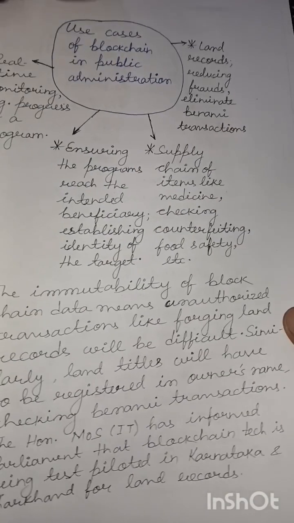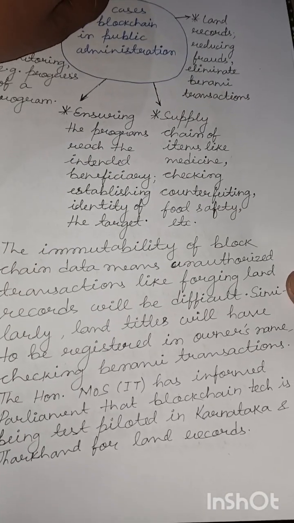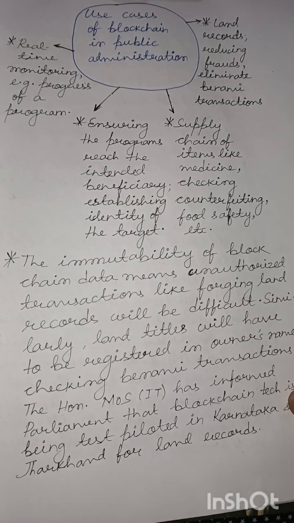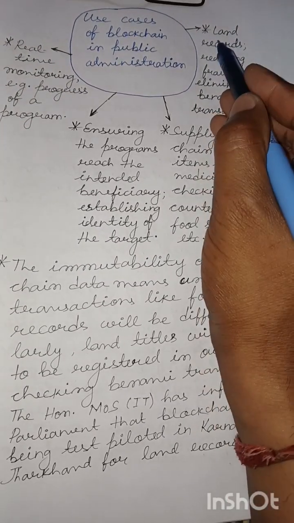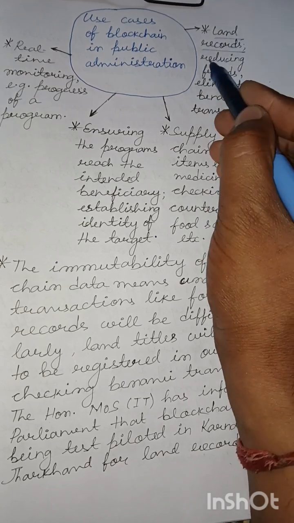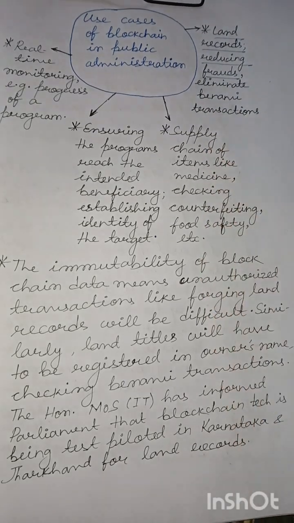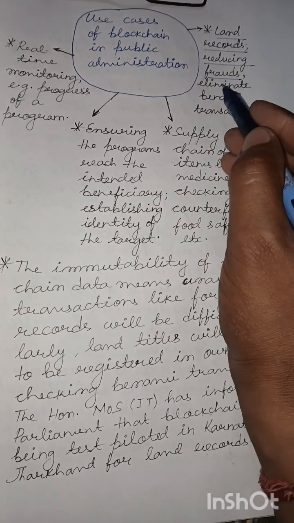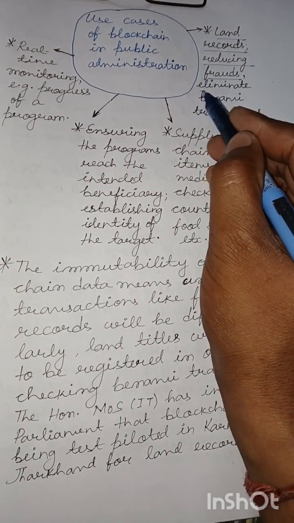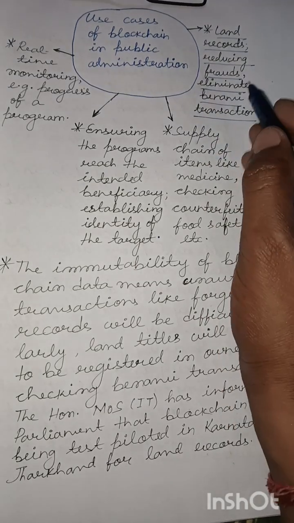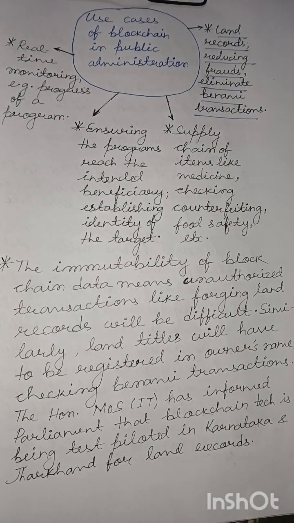Now, talking of some of the use cases of blockchain in public administration, there are some very specific use cases. For example, in land records, that would reduce frauds, because we cannot tamper with the data. It would also eliminate Benami transactions. Try to visualize how it would be possible to eliminate Benami transactions through blockchain technology.